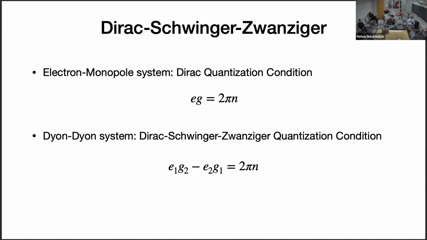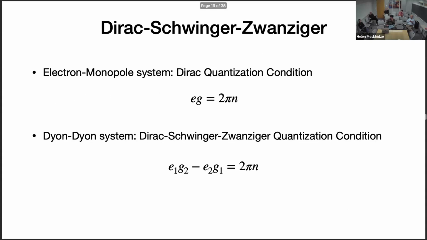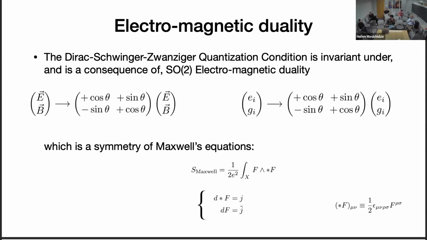So the point that I want to emphasize is that this condition is a result of electromagnetic duality. First of all, this combination is invariant under electromagnetic duality that rotates the electric and magnetic fields into each other, or in other words, it rotates the electric and magnetic charges into each other. And it's essentially a result of this invariance under the SO(2) group. Okay, so let me just remind you that electromagnetic duality is a symmetry of the classical equations of motion of Maxwell's theory.